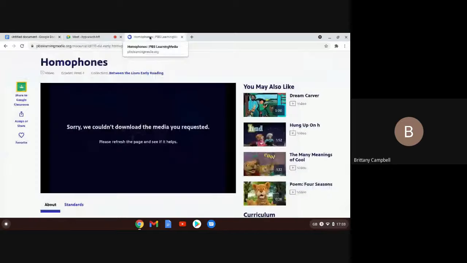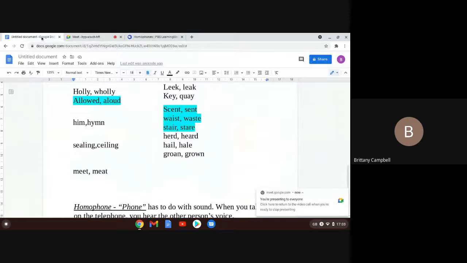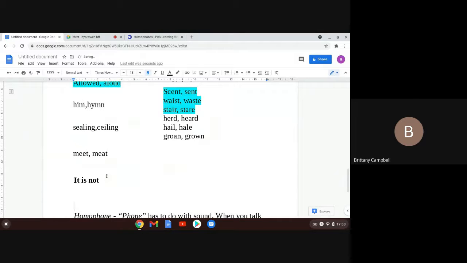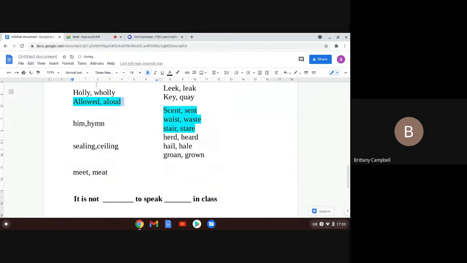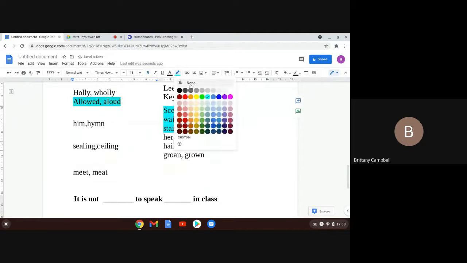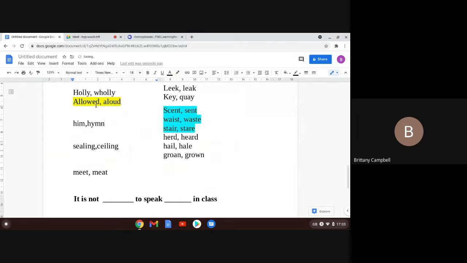All right, so both of us, we're going to work on this together. Let us try it out. So we're looking at allowed. Let me change it so you don't get confused with which one we're using. We're looking at allowed versus allowed.